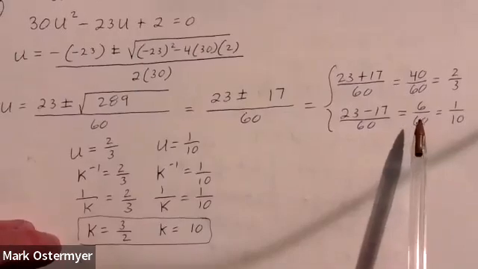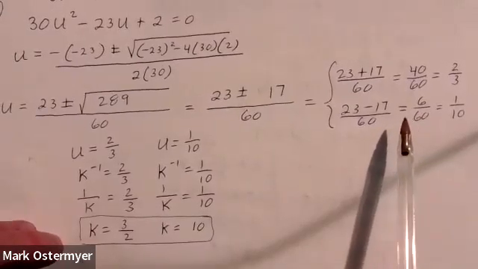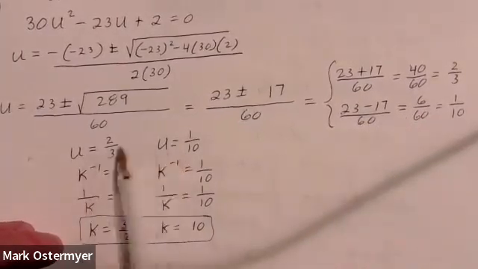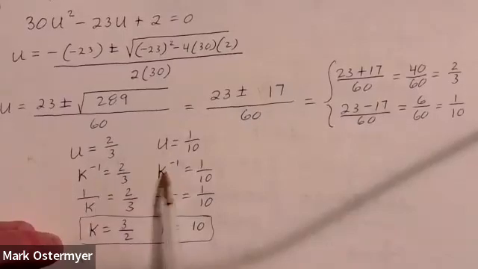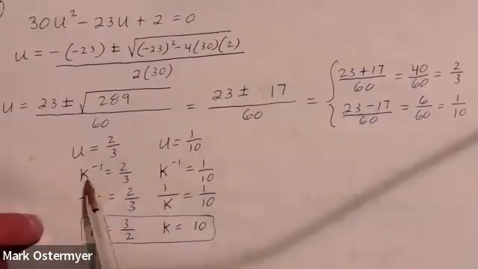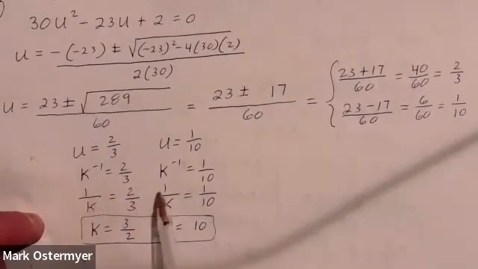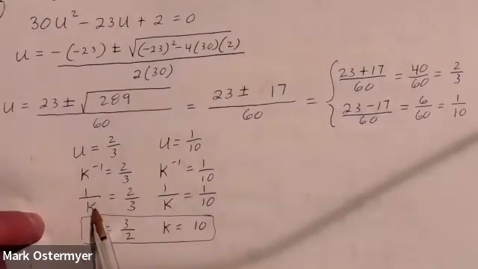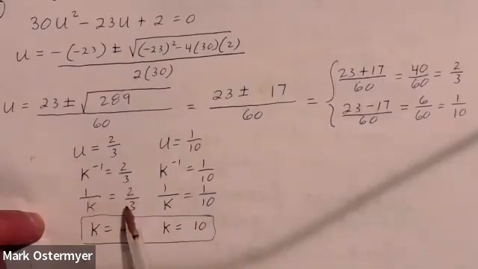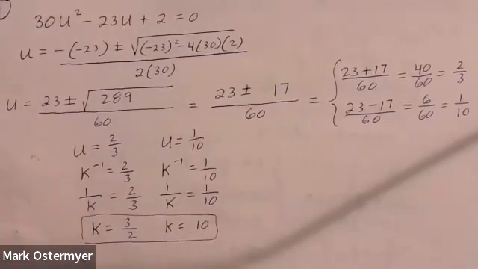But you got to back substitute, ladies and gentlemen. You can't forget to do that. We solve for U. We got to bring back what U is set equal to, namely k to the -1 power. But k to the -1 power is really 1 over k. And to solve for k, all you have to do is take the reciprocal of both sides of this equation. Flip this side upside down, this side upside down, so k is equal to 3/2, and k is equal to positive 10 there. And those should be your solutions.